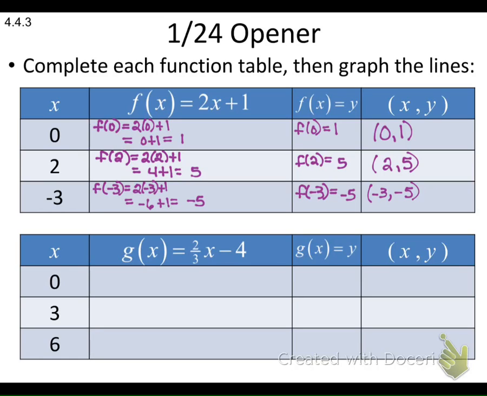Good. How'd you guys all do on that first one there? Did you get them for the most part? Did anybody trip up over the negative? No. Good. Okay, so now we're going to go to the bottom function table.